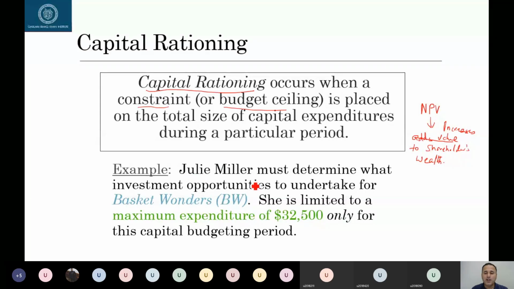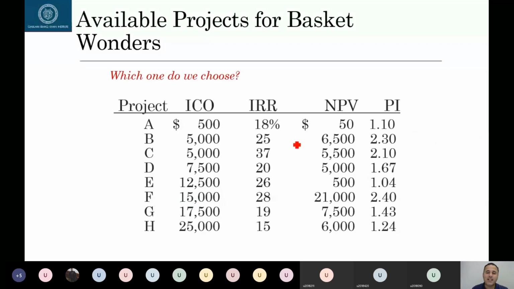So let's say Julie Miller must determine which investment opportunities to undertake for Basket Funders. She is limited to a maximum expenditure of $32,500. So again, Julie is considering picking certain projects, but the limitation is the total money she can spend is $32,500. If you see here, for project A, the initial cash outflow is 500, so the investment needed is $500. IRR for that project is 18%, NPV is $50, and the profitability index is 1.1.